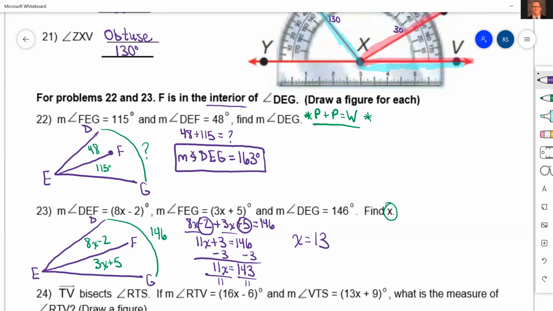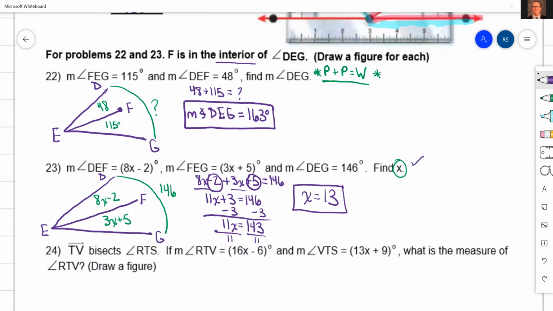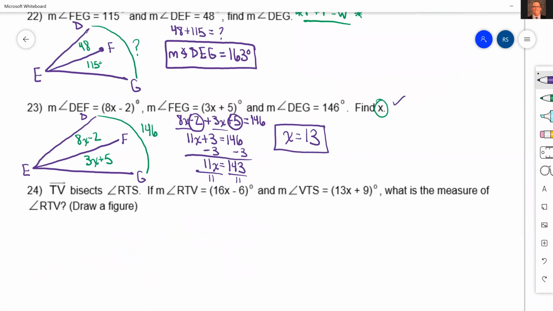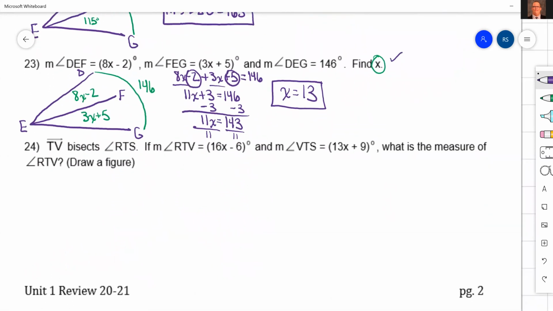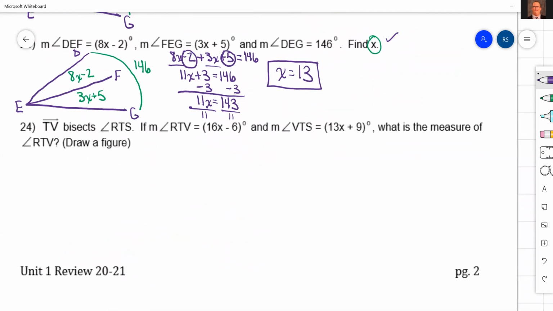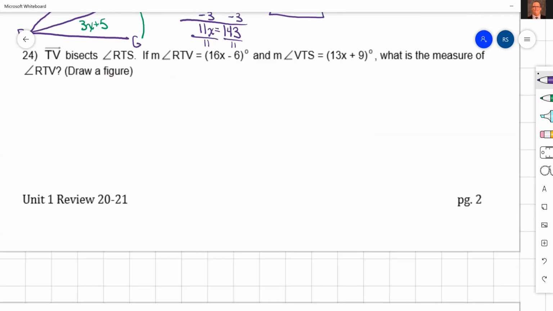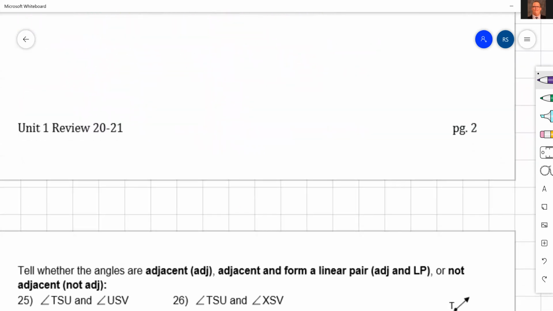Is that all they ask us to find? You betcha. X equals 13. That's it. Okay. Number 24, it's on the next page.